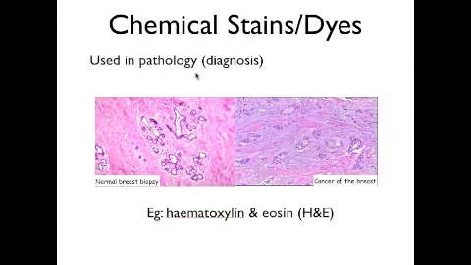Chemical stains and dyes are usually used in pathology, so for diagnosis of disease such as cancer. And in this example, we have hematoxylin and eosin, H and E. What they do is that the hematoxylin dyes the nuclei blue. So you can see these blue little dots over here. They're all nuclei of different cells. And the eosin dyes everything else in a pink, reddish sort of color.